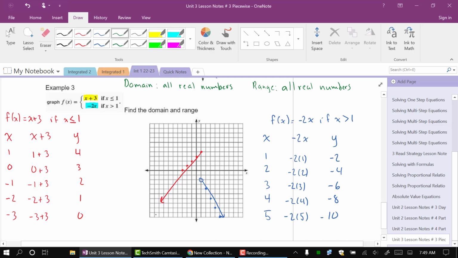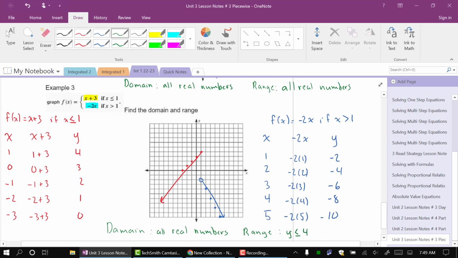So let's find the domain and range. So the domain is, again, all reals, because from left to right, it's all the x values we can use. And in our range, what's the top value of y? Our top value of y is 4. So it's going to be y is less than or equal to 4.